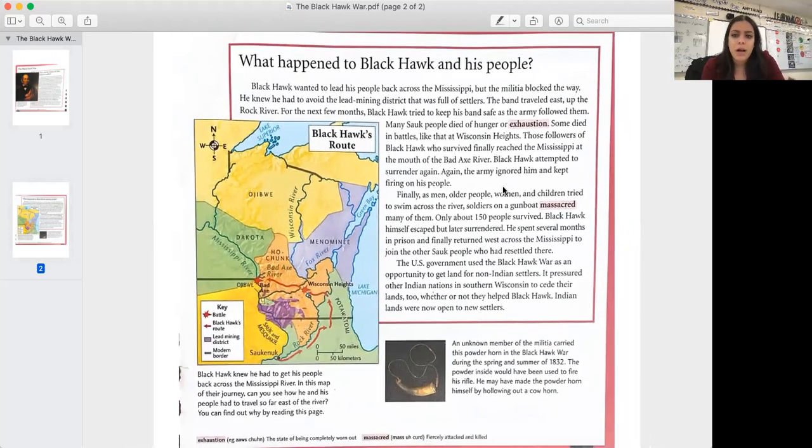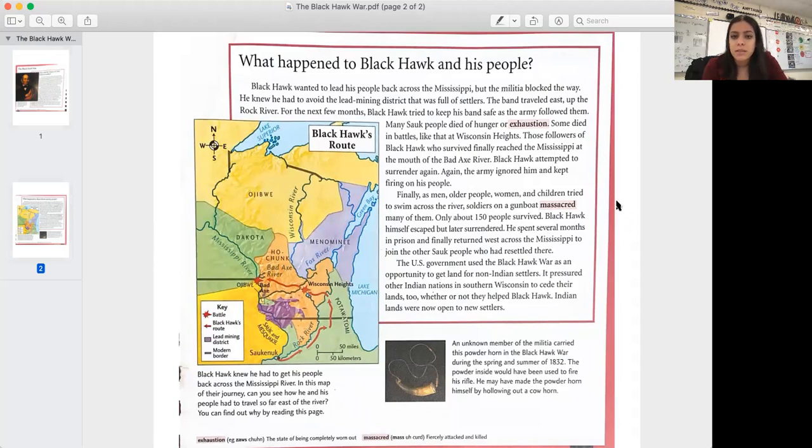These followers of Black Hawk who survived finally reached the Mississippi at the mouth of the Bad Axe River. Black Hawk attempted to surrender again. Again, the army ignored him and kept firing on his people. Finally, as many as men, older people, women, and children tried to swim across the river, soldiers on a gunboat massacred. That means they fiercely attacked or killed many of them. Only about 150 people survived. Black Hawk himself escaped, but later surrendered.